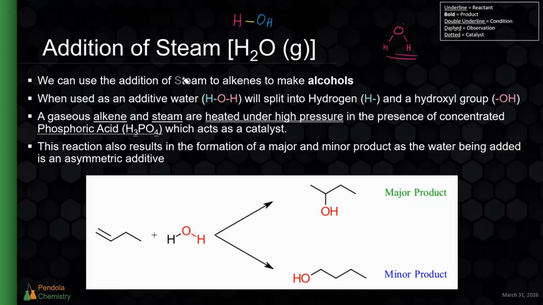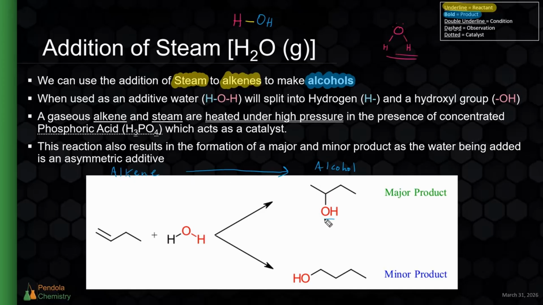So here's steam, which is just aqueous water. So here steam is going to react with an alkene. So those are going to be our reactants, steam with an alkene, and they're going to create a product that is an alcohol. So that's our product here, an alcohol. So we can view the addition of steam to an alkene as the reaction that converts an alkene into an alcohol.